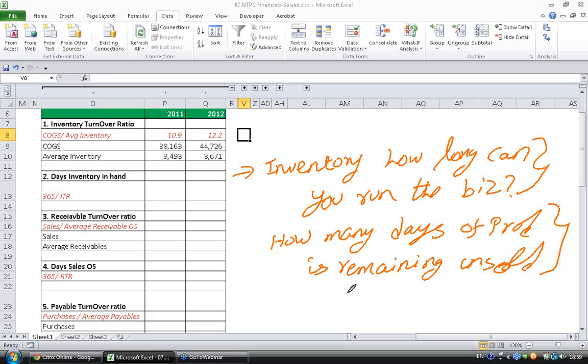As a businessman, you would want to produce something and sell immediately rather than storing it in your godown. So if this number is lower, it is always better. Similarly, in this case, how many days of inventory do you have as your cushion? Ideally, you always want to follow the just-in-time principle. You do not want to block your money in inventory. So if you are using JIT, that is just-in-time inventory, you want your days inventory in hand to be as low as possible.